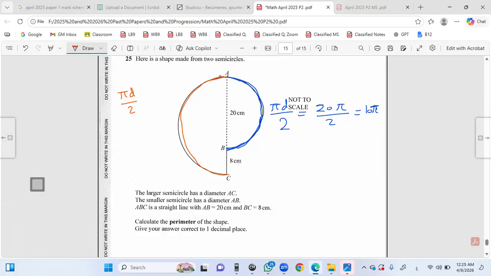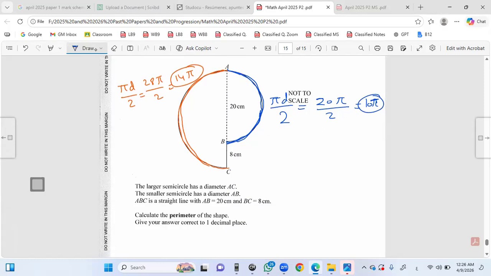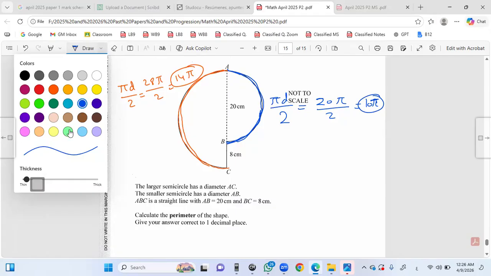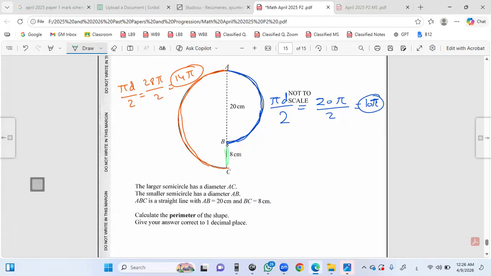But the diameter of the big semicircle here is what? The big semicircle has a diameter of 28. So I'm going to say pi times 28 over 2, which is just 14 pi. And this is the perimeter of the red semicircle here. This is the blue semicircle. Is that it? No, this is not the whole outline of the shape. We still have this green part, which is just 8.